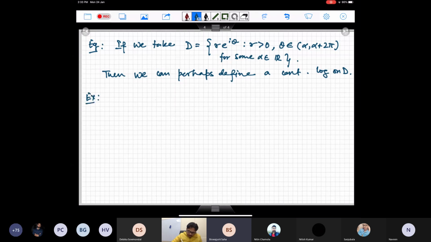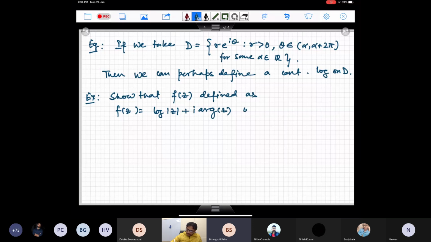Exercise: show that f of z, defined as f of z is equal to log of mod z plus i argument of z, where argument of z belongs to alpha to alpha plus 2 pi, is a branch of logarithm on the above set.